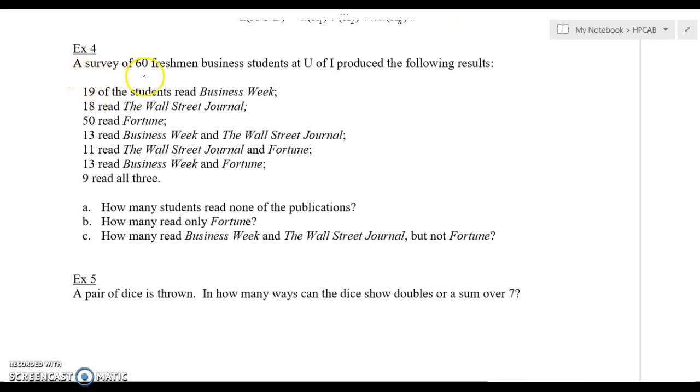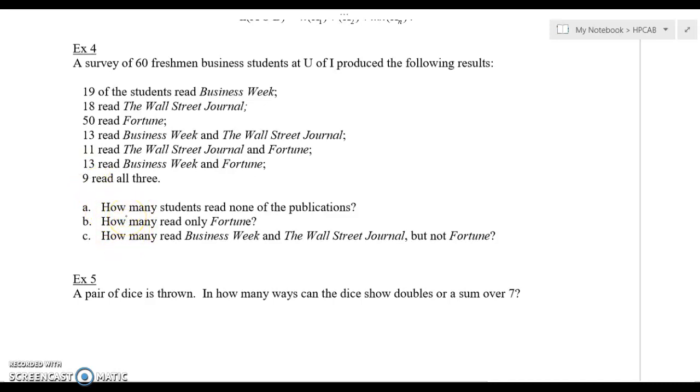So we've got a survey of 60 freshman business students at U of I that produced the following results. 19 of the students read Business Week, 18 read Wall Street Journal, 50 read Fortune, 13 read Business Week and the Wall Street Journal, 11 read the Wall Street Journal and Fortune, 13 read Business Week and Fortune, and 9 read all three. And then we get to answer these questions.